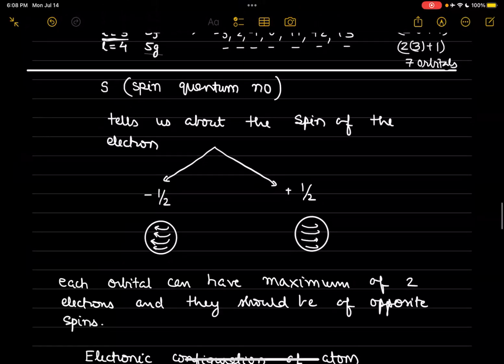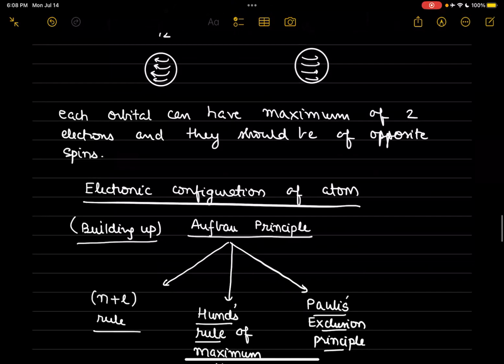One is known as plus half. It is written like this. A single electron is written by a half arrow, or minus half is written like this. One can be considered equivalent to clockwise, another can be considered equivalent to anti-clockwise. So each orbital can hold maximum 2 electrons, and they should be of opposite spin. That's what we had discussed in the last class.